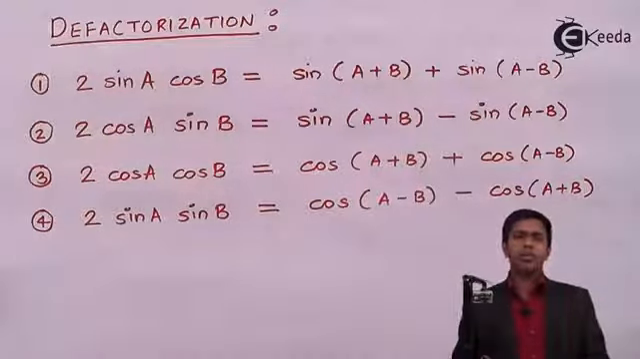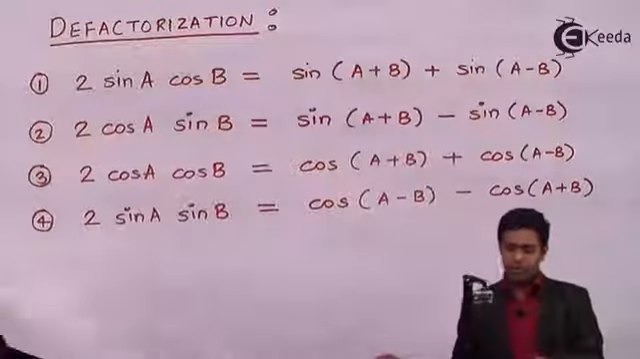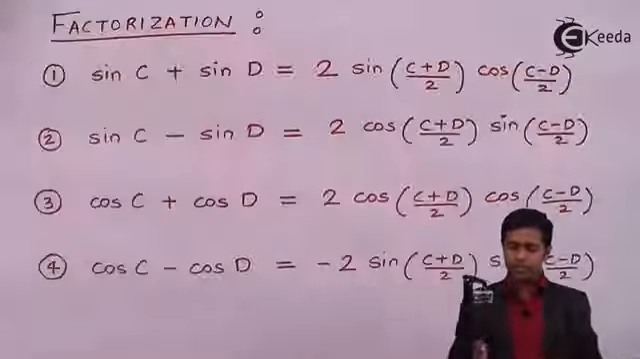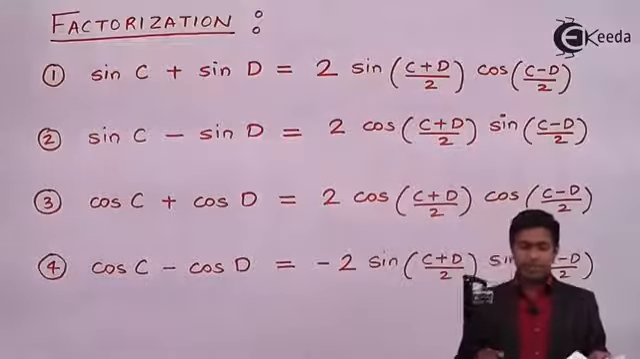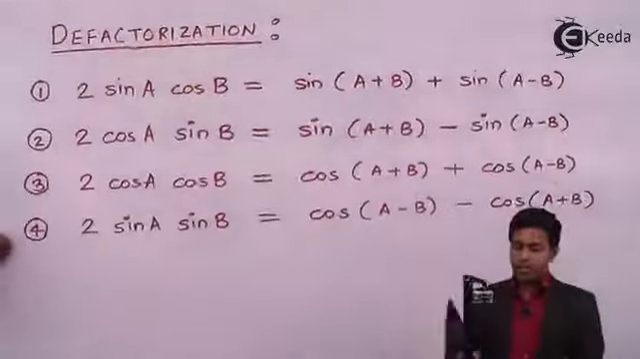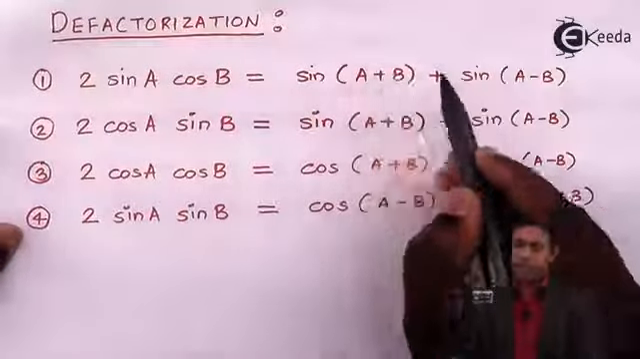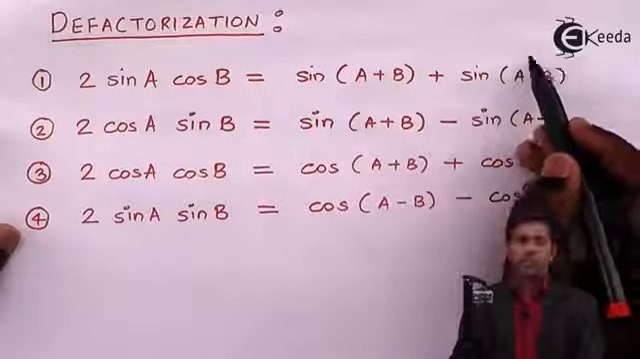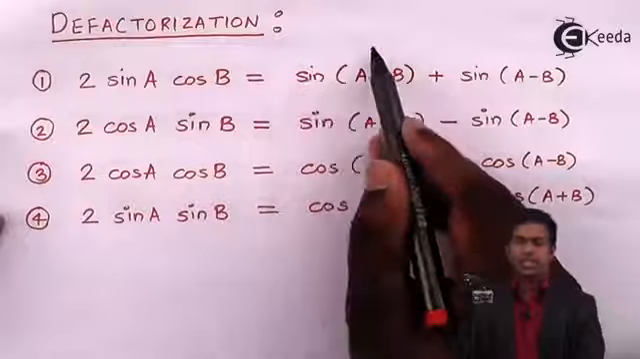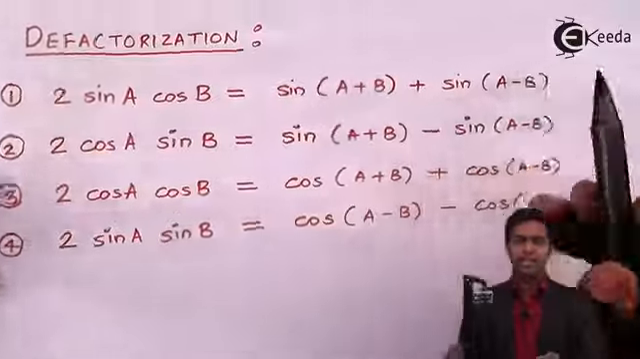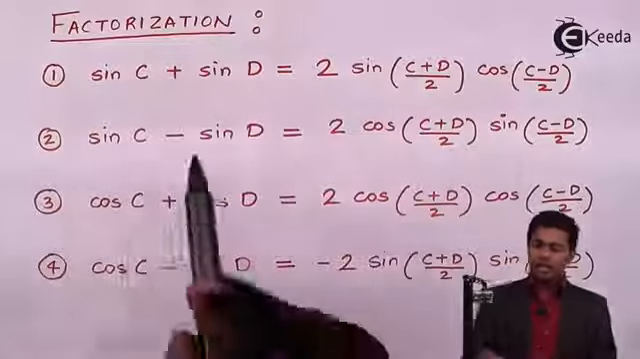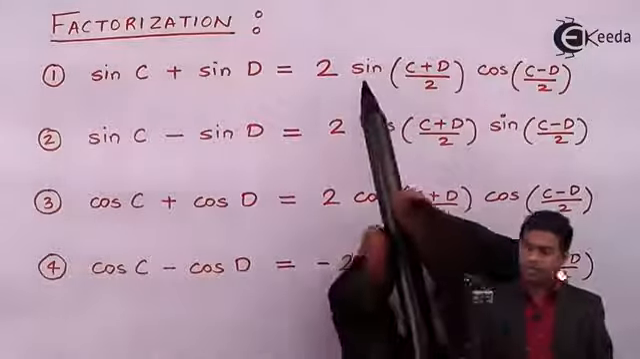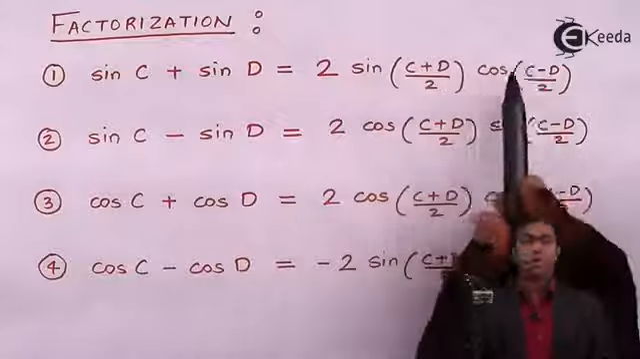Now let's come to the factorization formulae. To derive the factorization formulas given here, we will replace A plus B with C and A minus B with D, so that we get sin C plus sin D. By solving it we will prove that it is equal to 2 sin (C plus D) by 2 cos (C minus D) by 2.